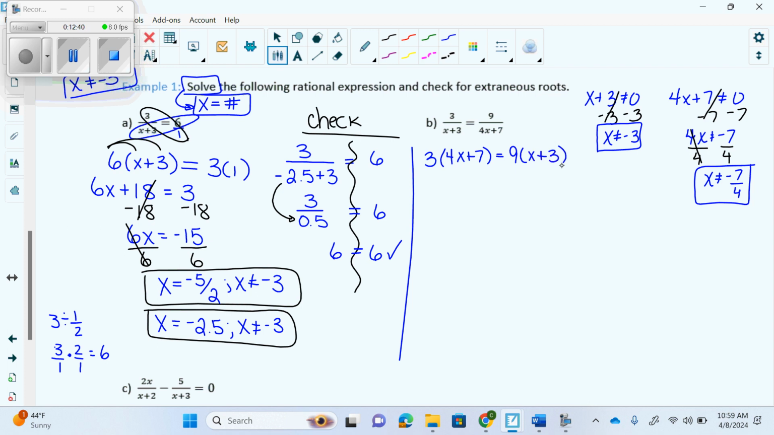Now, answering my question, does it matter if I would have done them the other way? Does it matter if I would have put 9x plus 3 first? No, right? It just matters what crosses on one side and what crosses on the other side. It doesn't matter which side. So then I distribute, because that's what I have to do. So I get 12x plus 21 equals 9x plus 27.